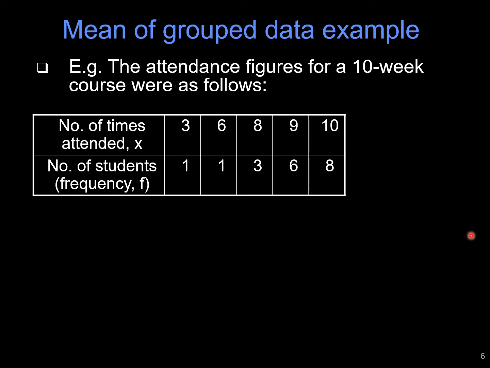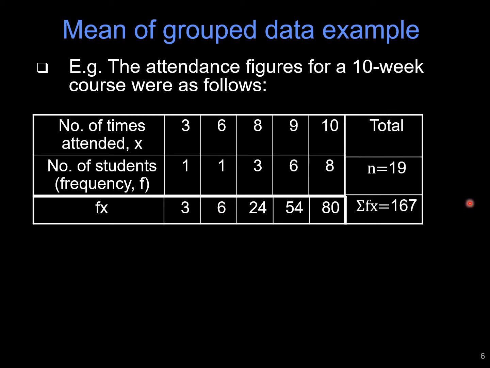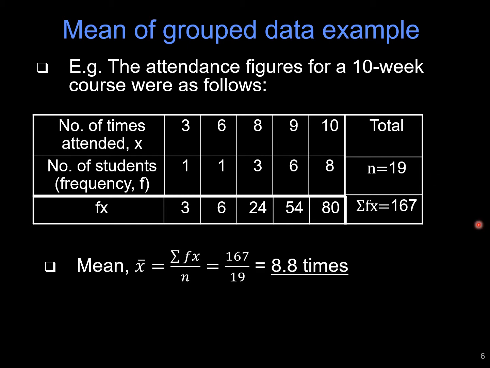So to do this, we need to calculate f times x. So the frequency by the value. 1 times 3 is 3, 1 times 6 is 6, and so on up to 8 times 10 is 80. We then need to add up all of these. That gives us sigma fx. We then need to divide by n, and n can be obtained by adding up all the frequencies. So here there were 19 students altogether. And then to find the mean, we simply divide this by this. And that gives us 8.8 times.